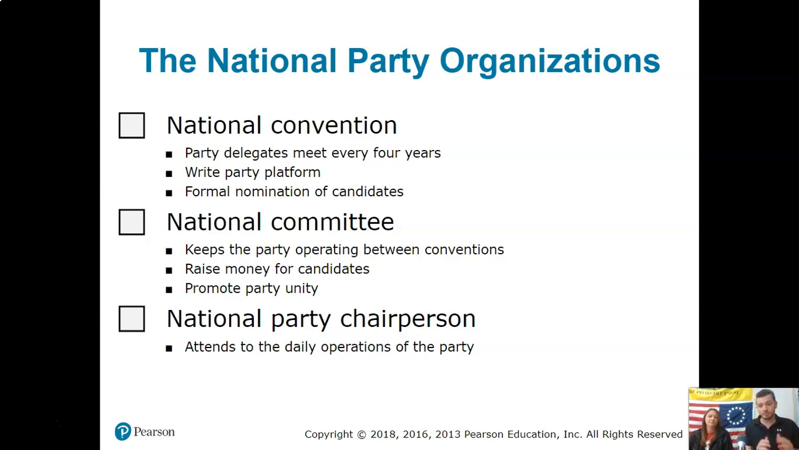Yes. The other thing is the National Committee. So when we think of the Democratic Party, that's really the committee itself, which is going to be organizing the Democratic Party on a national level. So they're going to keep the party operating between conventions. Between those 4 years, they're going to raise a ton of money. They're going to promote party unity as well, really emphasizing whoever the nominee is, or the party platform that was written at the convention. There's a national party chairperson as well that is going to attend to the daily operations of the party, which sounds like a lot for one person. Yes, I would not want that job at all.